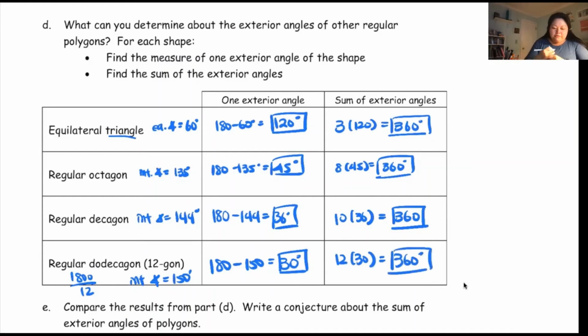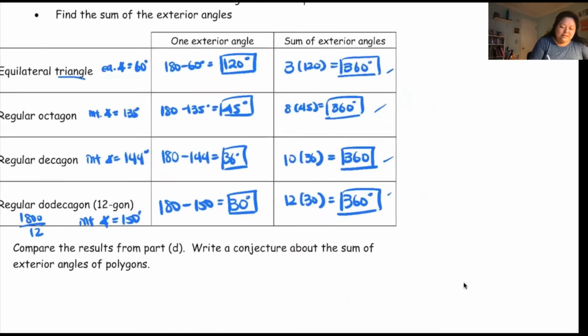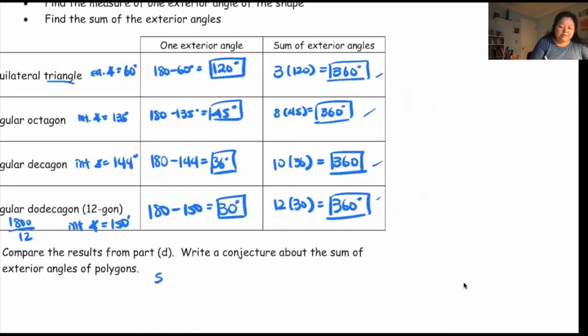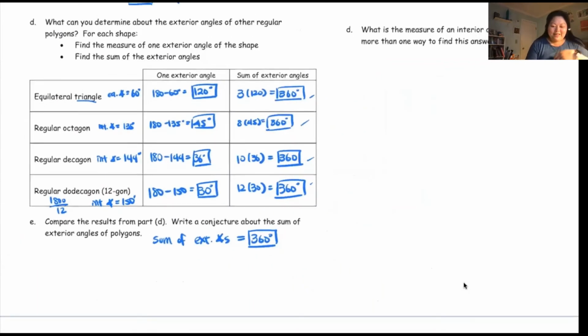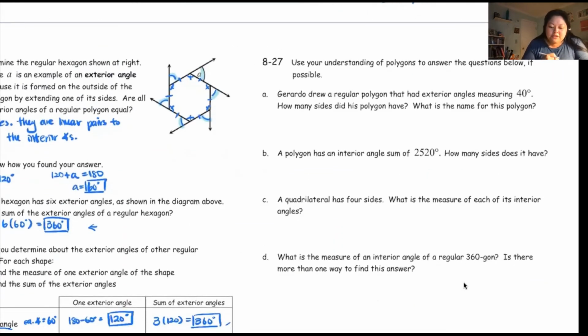So compare the results from part D. Write a conjecture about the sum of exterior angles of polygons. I'm going to guess that the sum of the angles is always going to be 360, right? So the sum of exterior angles equals 360 degrees, always. Okay, all right. Use your understanding of polygons to answer the questions below, if possible.